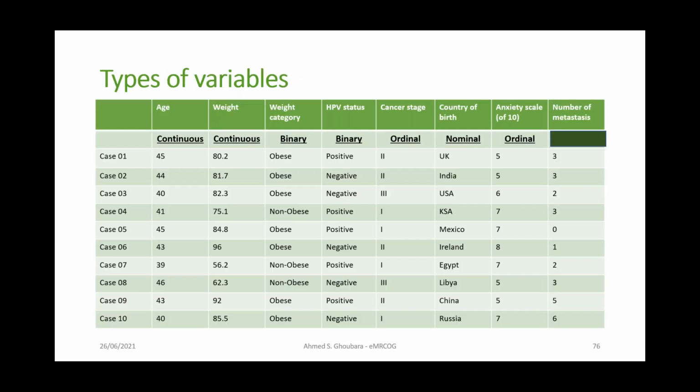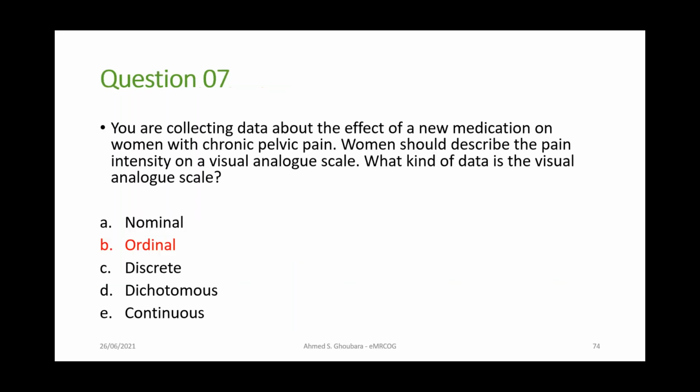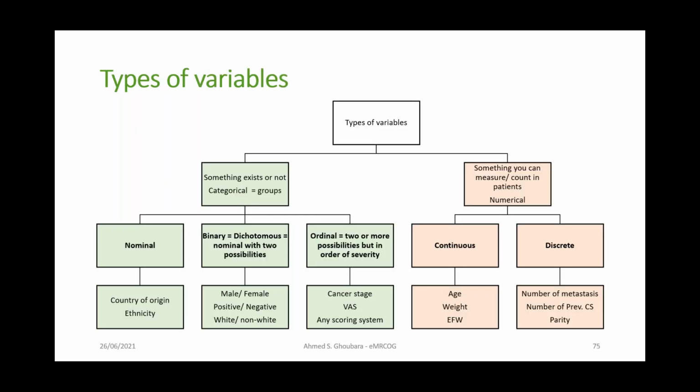If you're not familiar with the types of variables, I'll explain that in a minute. Every scoring system you study, every scale you study, is ordinal. If you're not familiar with the types of variables, this will explain everything to you. We have two types of variables.